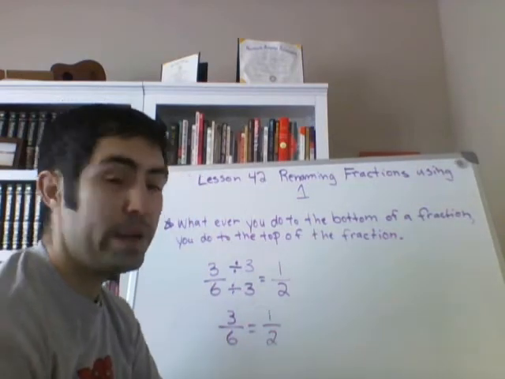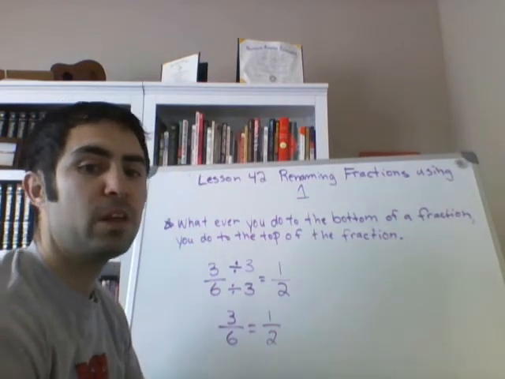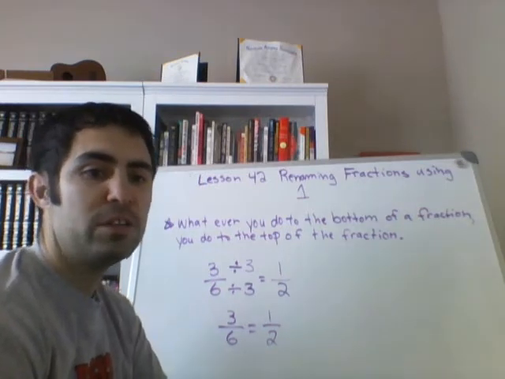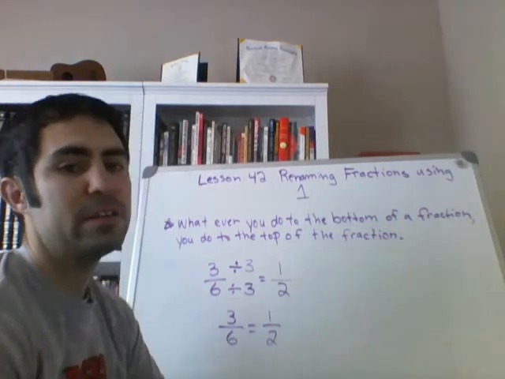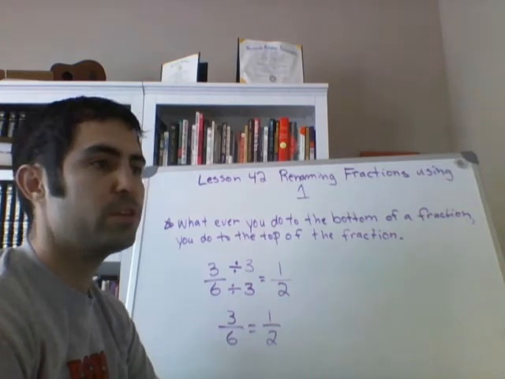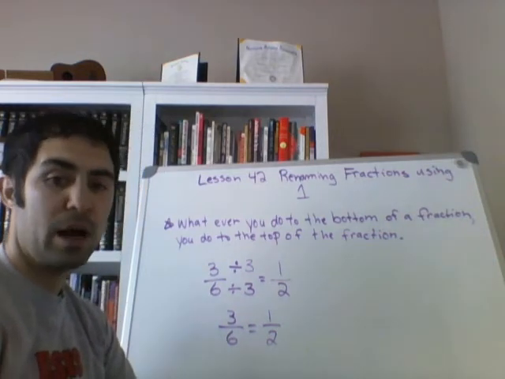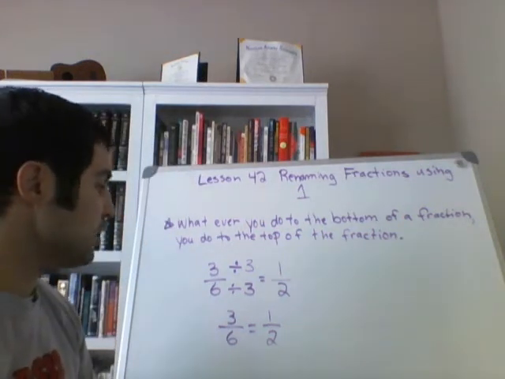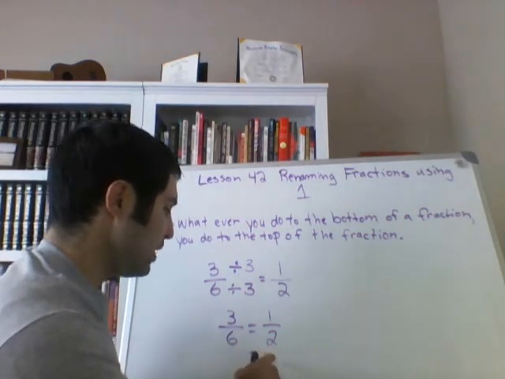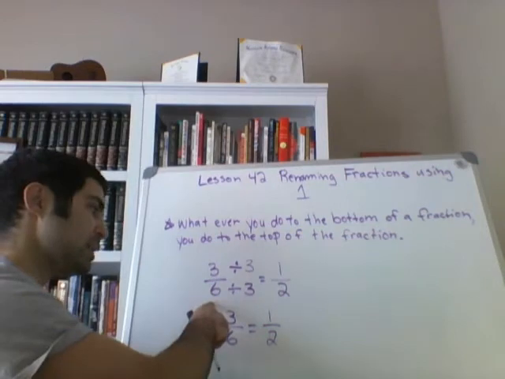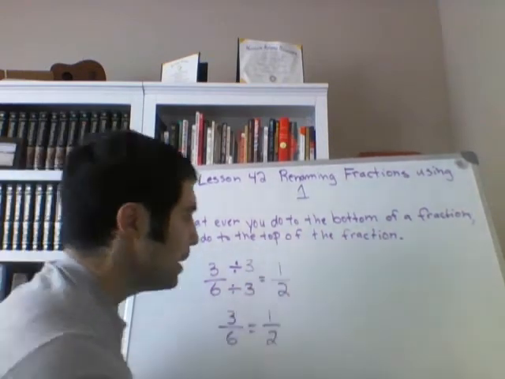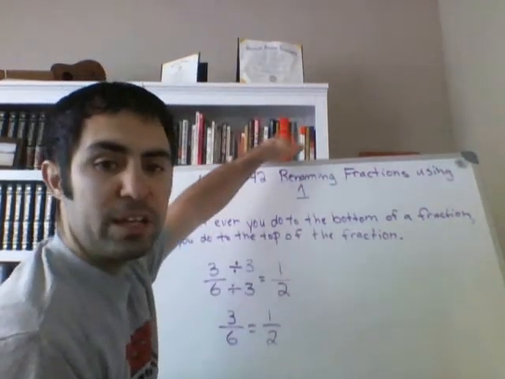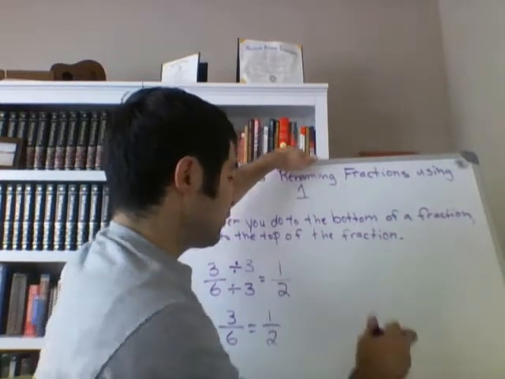But there are situations in which we will need to enlarge our fractions. And we do this when we're trying to find a common denominator. This lesson is the precursor lesson to finding a common denominator, and we'll do more on that later. But what I want you guys to know is that 3/6 equals 1/2, and if you start with 3/6, you can reduce it to 1/2. But you can also enlarge a fraction.